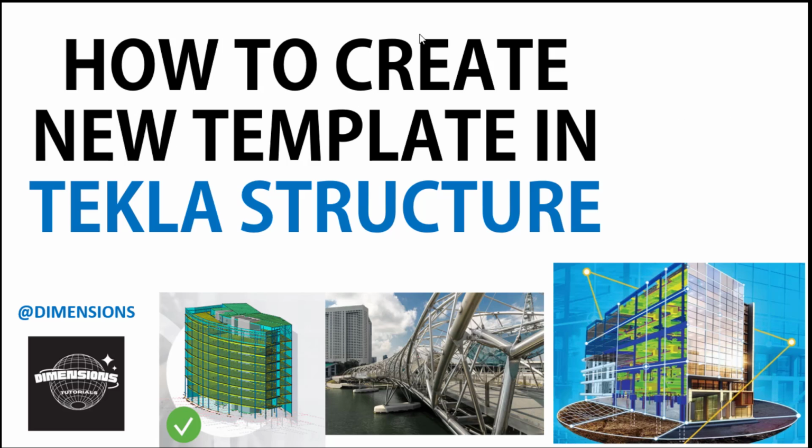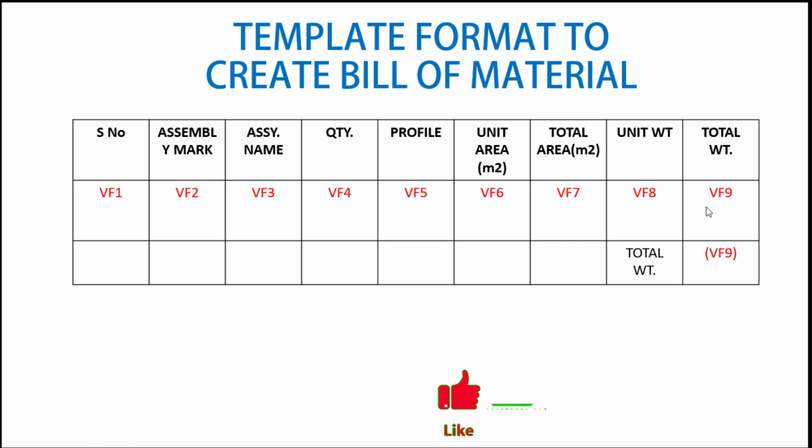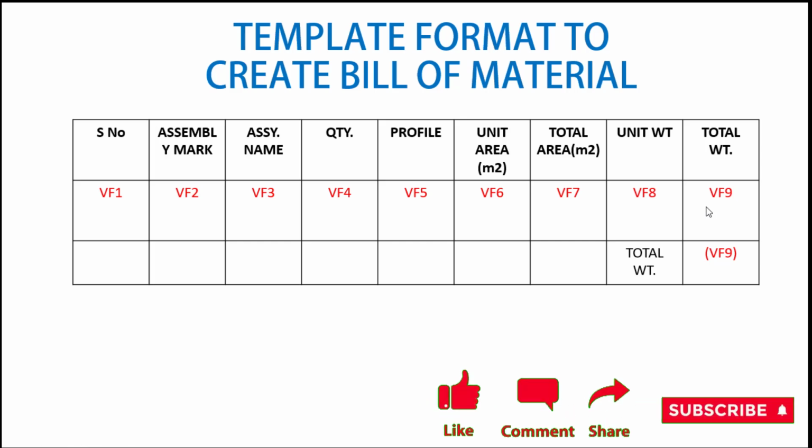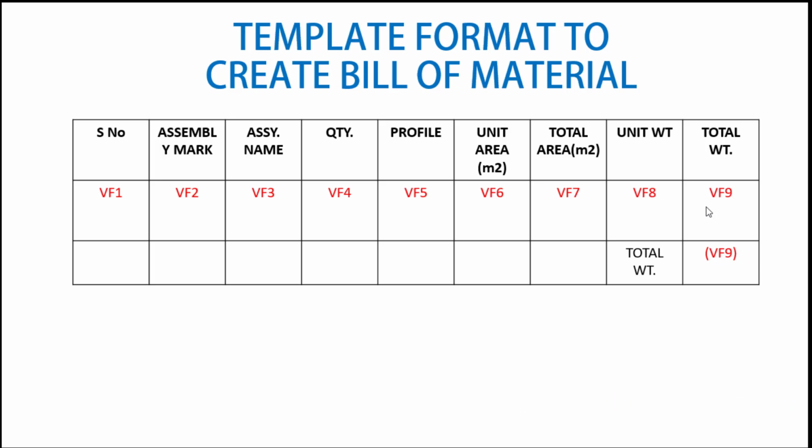Friends, today we are going to explore how to create a new template in Tekla Structures. The template that we are going to use will be shown like this. We will create the format like a serial number, assembly mark, assembly name, quantity, profile, unit area, and the total area along with a unit weight and total weight, and all this weight will be calculated in the bottom of this row, you can see here. So let's move in.